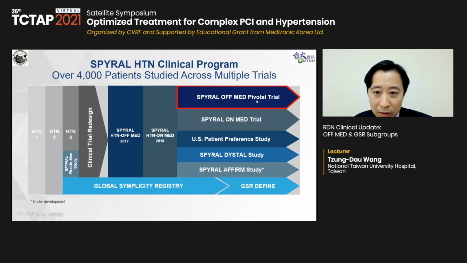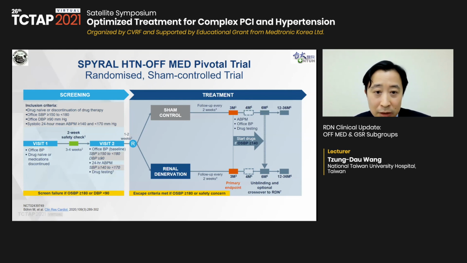The pivotal trial, published last year, is up to now the largest trial in patients with hypertension but without any antihypertensive medication. And there are some studies going on, including a distal study to evaluate a relatively concise strategy for renal denervation, also in patients with atrial fibrillation and hypertension, to test whether renal denervation can provide good results. I will introduce the study design of the HTN-OFF MED pivotal trial, because, published last year and including 331 patients, it is up to now the largest trial to demonstrate the efficacy and the safety of renal denervation.